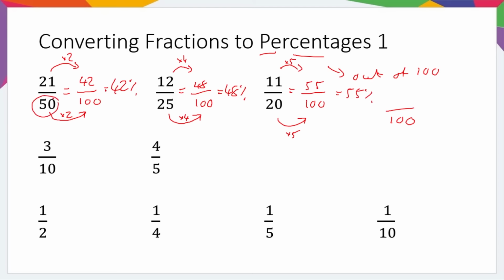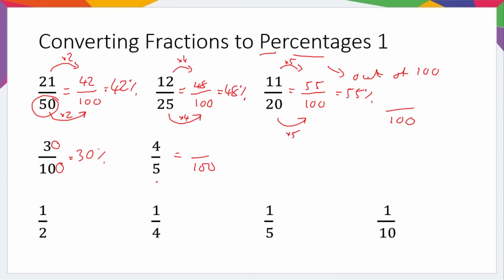So if the denominator is 50, all you have to do is just double the top number. If the denominator is 25, you just need to multiply the top number by 4. And if it's out of 20, multiply the top number by 5. If it's out of 10, it's dead easy to turn it into a percentage, add a 0, top and bottom. So 3 out of 10, 30%. Could not be easier. 4/5 can be a bit of a problem.